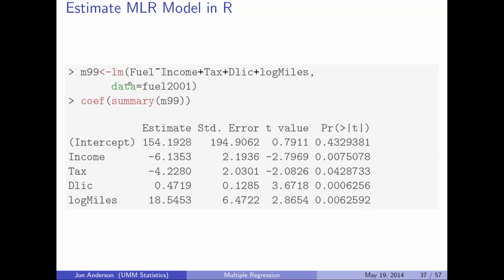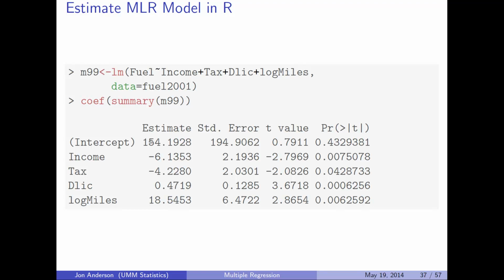So here's how you specify a multiple regression model in R. It's the LM command. The response variable here is fuel. We're going to use income, tax rate per gallon, and DLIC, which is, remember, the fraction of licensed drivers, and then log mileage. And we're going to make a model object M99. And then I'm just going to show you the coefficients part of this.